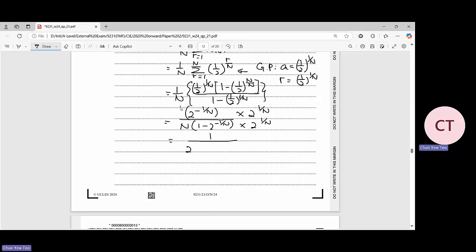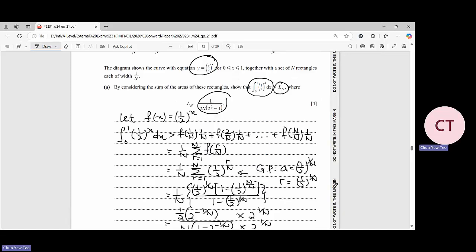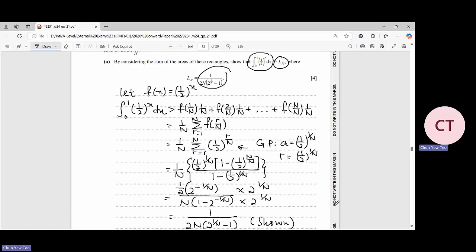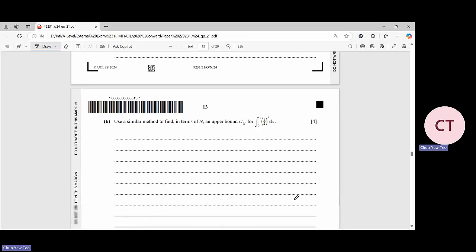There's a half here. There's a half here. Okay, so there's a half here. So 2n. Then you will get 2 power 1 over n minus 1 shown. This is how you get the lower bound value. Okay, so for part A, consider done. Then move on for part B.